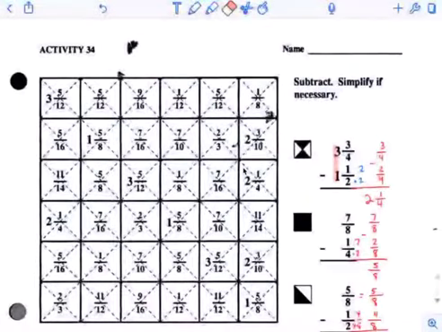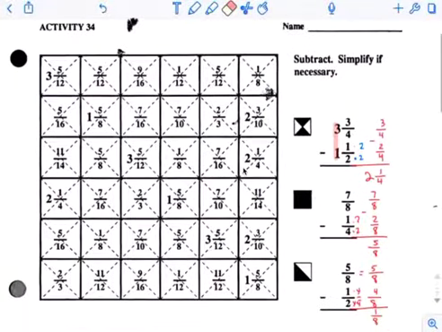To do some of the problems with you. Make sure when you color in, this first answer is 2 and 1/4. So find 2 and 1/4 on here and color it in. You don't need to spend too much time. I believe each problem has about 2 answers on here.